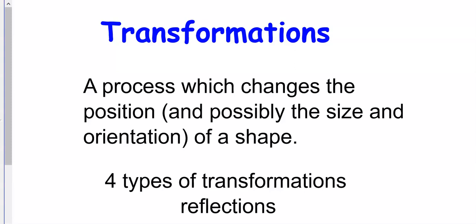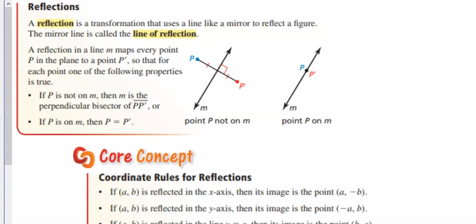We're first going to talk about reflections. A reflection is a transformation that uses a line like a mirror to reflect an image over that line. That line is called a line of reflection.